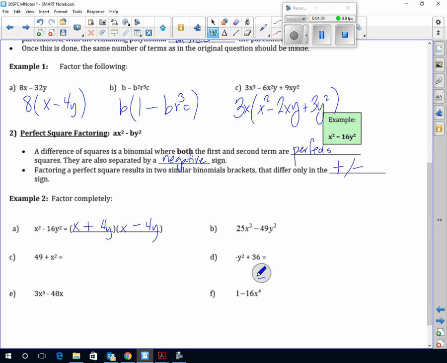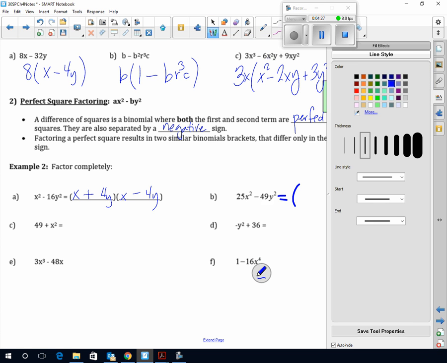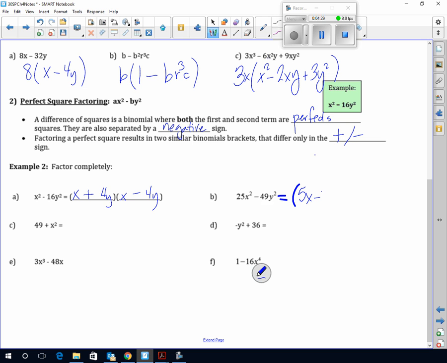Okay, do you want to try the next 5? Okay, I'll give you a moment to do that. So B, what did we get? 5x minus 7y times 5x plus 7y. Very good. What'd you get for the next one? Not factorable. It's not a difference of two perfect squares. It has to be a difference.